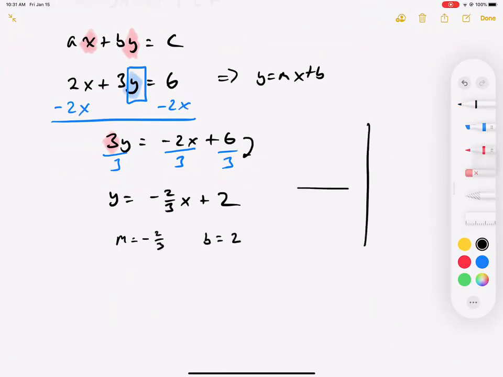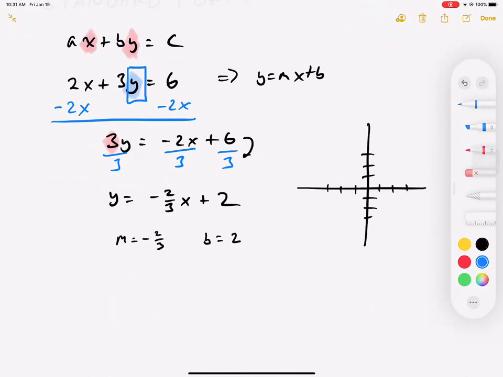Let's go ahead and set up the graph. 1, 2, 3, 1, 2, 3, 1, 2, 3, 1, 2, 3. Just set up a quick graph. You don't need grid paper, you know. Just do little tick marks.